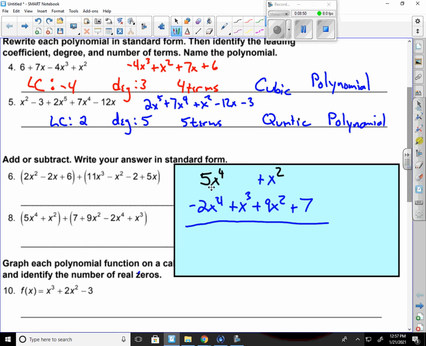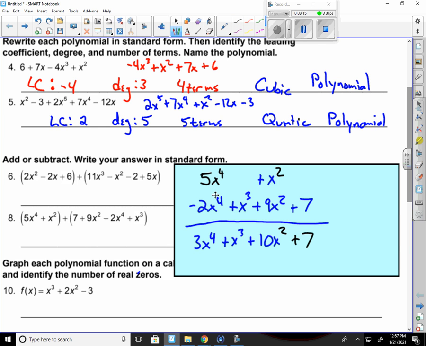Because I can look at this now, 5x to the fourth minus 2x to the fourth, that's just 3x to the fourth. There's nothing that goes with x to the third. And so this stays lined up. X squared plus 9x squared gives me 10x squared, and then plus 7.